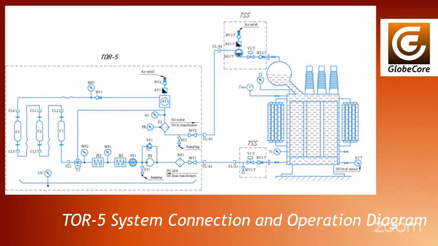In monitoring mode, oil from the bottom of the transformer tank flows only through the sensors, bypassing the sorbent cartridges. In filtration and drying mode, the oil flows through the sorbent cartridges and then returns to the top of the transformer.